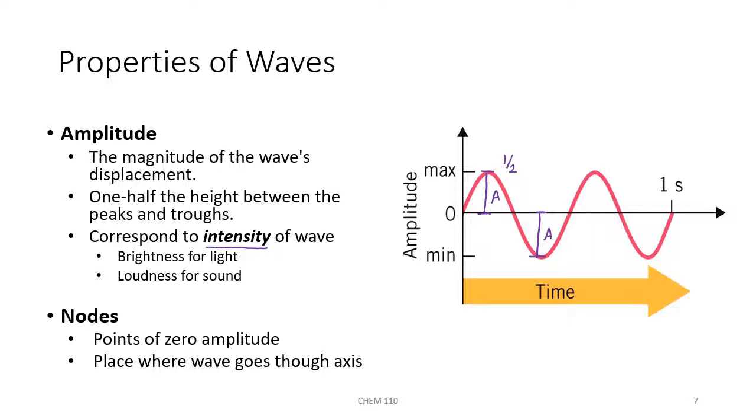One last thing about waves is since they are a sinusoidal curve, they're going to have points where they cross the axis at 0. Those points are called nodes, where there is a point of 0 amplitude. This would be an example of a node, as well as here and here. We will come back to the concepts of nodes later in the chapter.